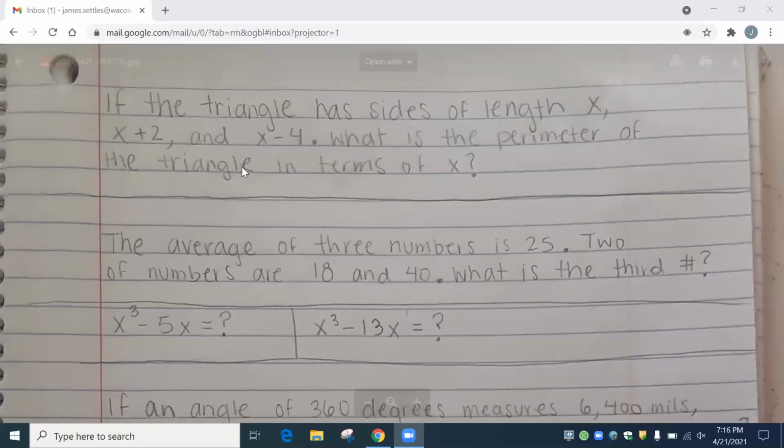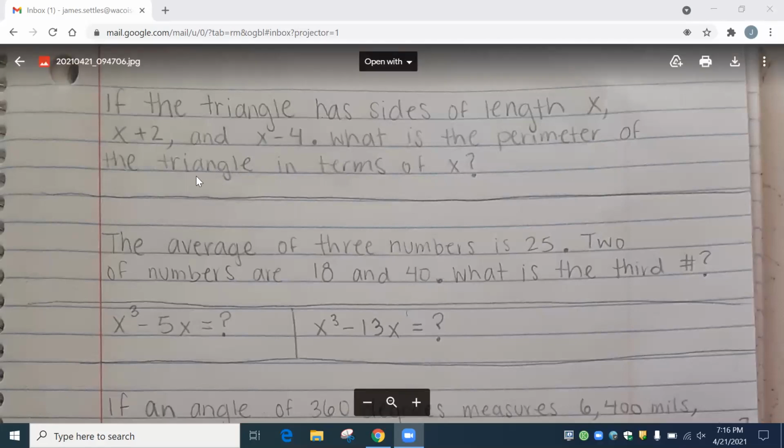When it says, what is the perimeter of the triangle in terms of x, that means that your answer's got to have an x in it. And so you would have gotten 3x minus 2. So you're not going to have an x equals something. Whenever you're keeping it in terms of x, it's going to be 3x minus 2. It's kind of a weird answer.